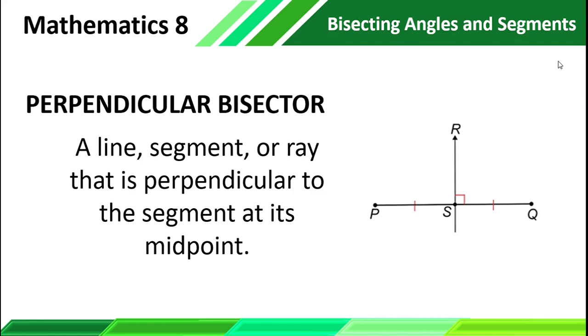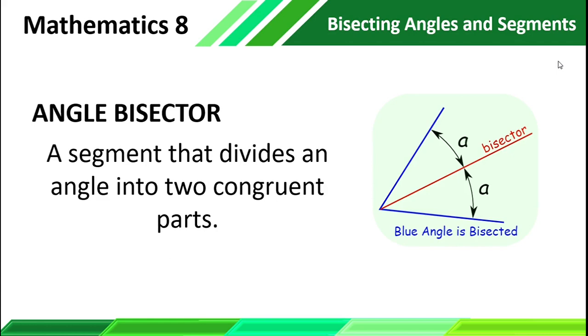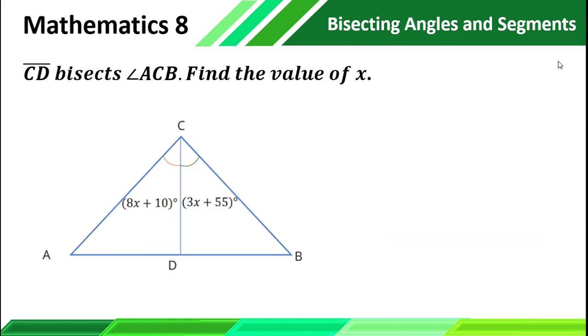We also have perpendicular bisector. It is a line, segment, or ray that is perpendicular to its segment at its midpoint. We also have angle bisector. It is a segment that divides an angle into 2 congruent parts. From the video, the concept of bisector is that it divides the angle or a line segment into 2 congruent parts. So we will be applying those concepts in our problem.